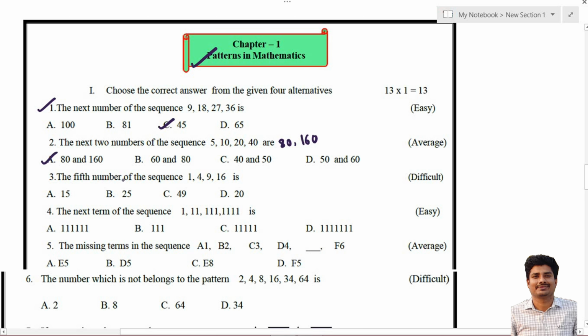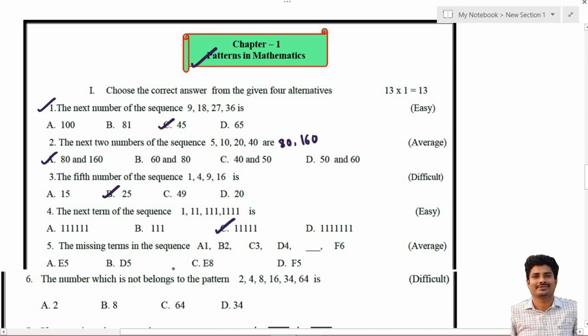The fifth number of the sequence: you can see these are the square numbers. 1, 4, 9, 16 are the square numbers. The next number will be 25. 4 square is 16, 5 square is 25. Here he wrote 1 repeatedly. See the answer, the correct answer is C. 5 times we had to write.